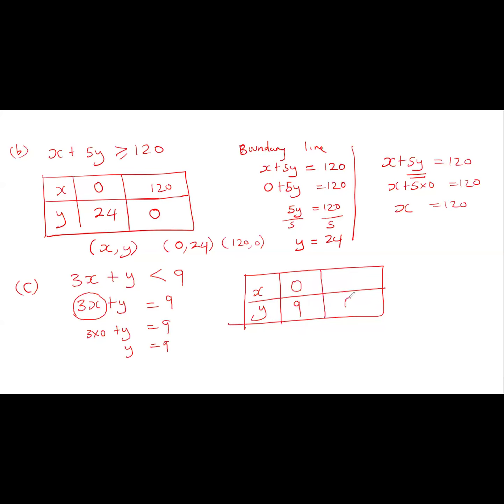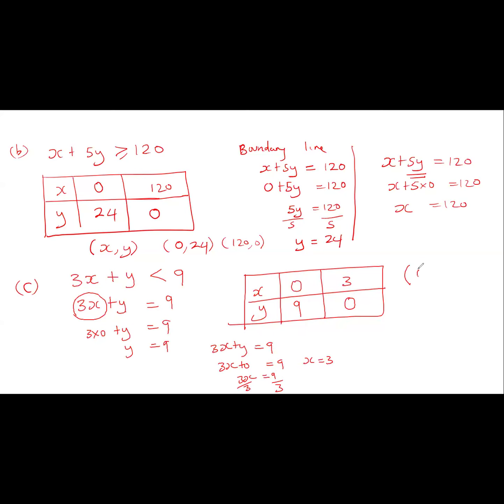Then come here when y is 0. When y is 0, I'll come and I say this is 3x plus y is equal to 9. So what will I do? I'll come and I say this is 3x plus 0 is equal to 9. So I'll have 3x is equal to 9. I divide by 3, I divide by 3. My x will equal 3. So here I'll have my 3.